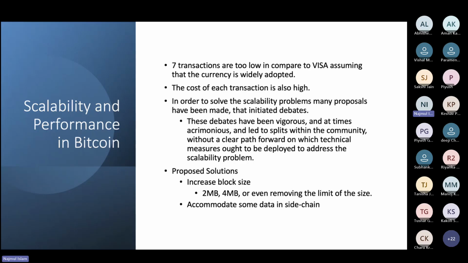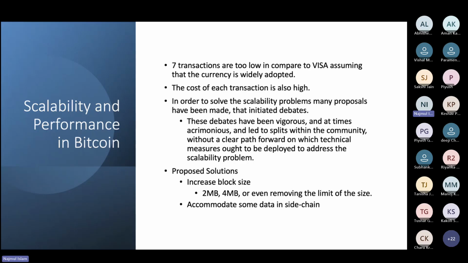So then some group proposed that, okay, let's just remove the limit on the block size. We will accommodate all transactions that happen during that time in the next block. Let's not have a predefined block size. So these different options were there.